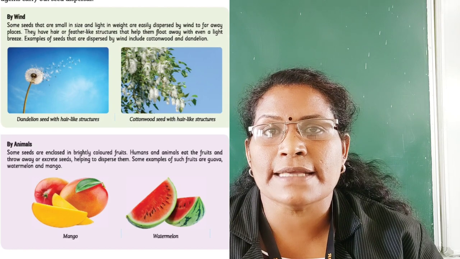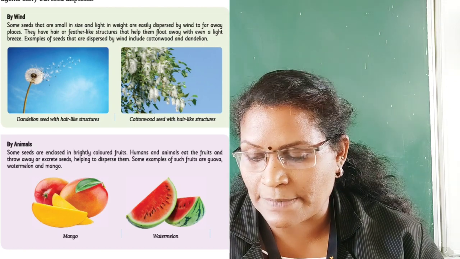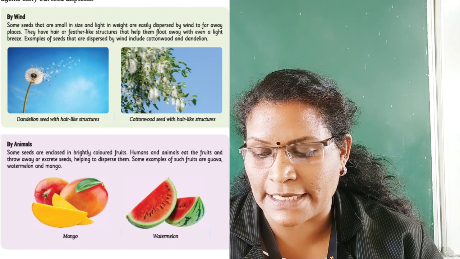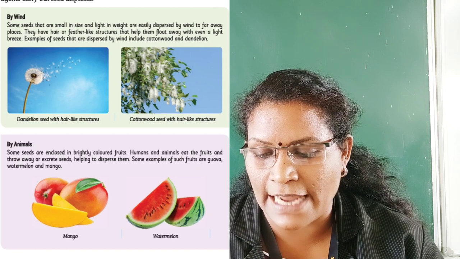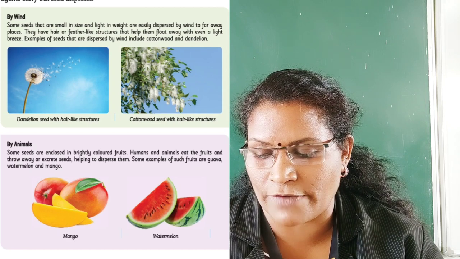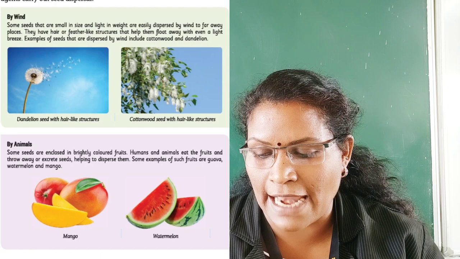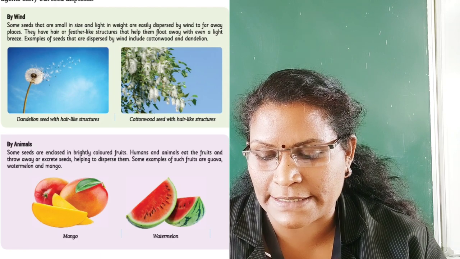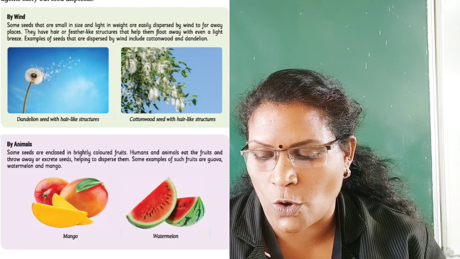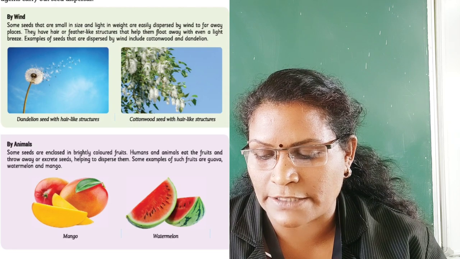Now let's discuss animals. Some seeds are enclosed in brightly colored fruits. Humans and animals eat the fruits and throw away or excrete seeds, helping to disperse them. Some examples of such fruits are guava, watermelon, and mango.